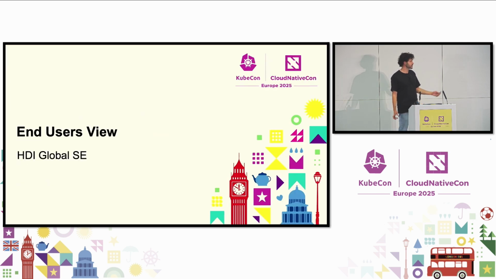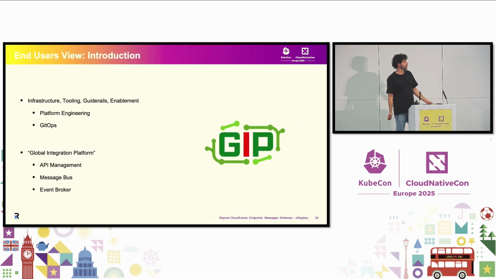But what I want to focus on for the last minutes is the end user view. So why is this interesting for an end user company? Why is this interesting for you, in case you are one? Looking at HDI, we have about 300 developers working in agile software development teams, and all of them have to build, maintain, and manage interfaces.